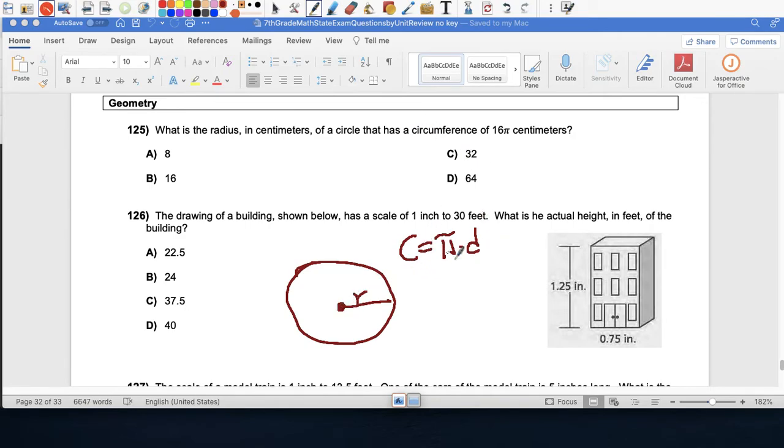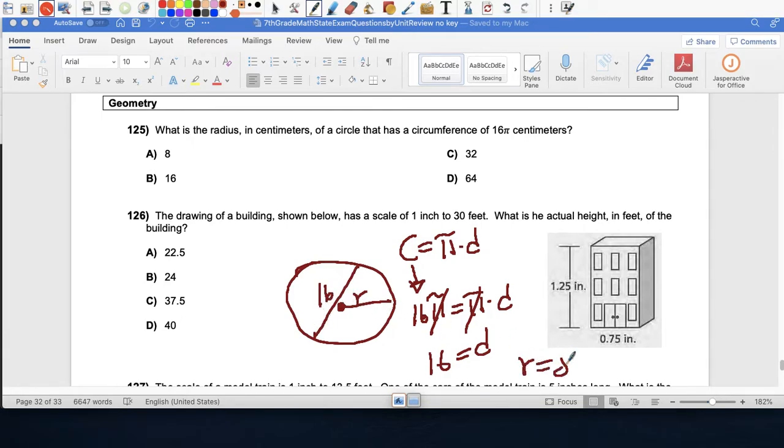So we can change the circumference to 16 pi, right? We can find the diameter, and then divide it by 2 to find the radius. So the pi's can go away, which means the diameter of this circle is 16, right? Radius is half of the diameter, so radius equals 8.